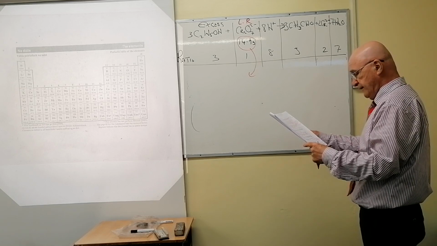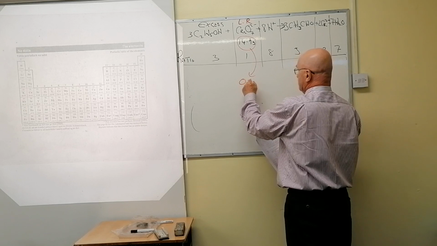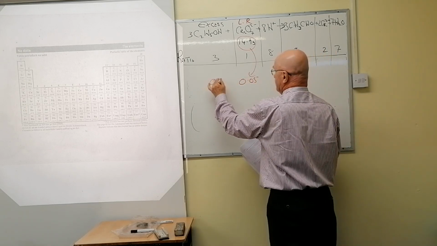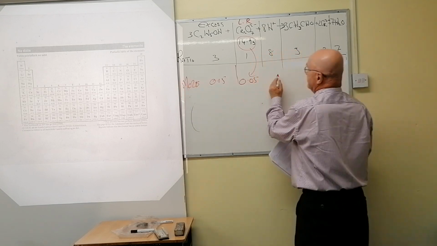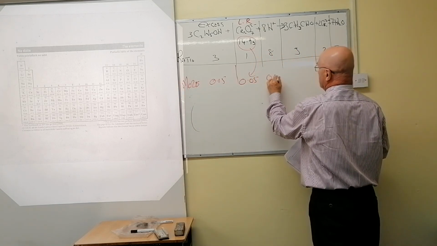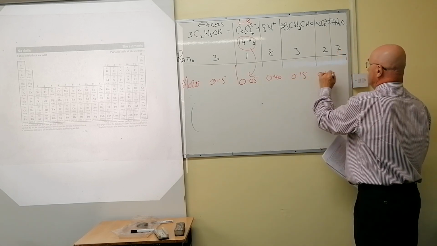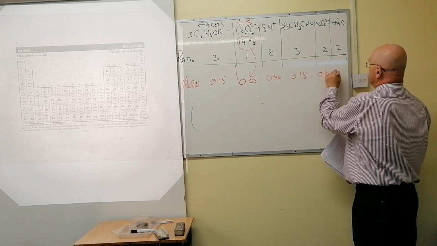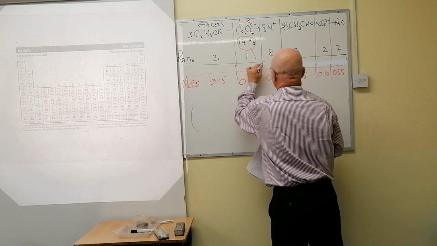That you had it there already, and effectively 0.05 here, 0.05. So that'd be 0.15 for the moles. And this will be multiplied by 8: 0.40, 0.15, 0.10, and 0.35. Okay, and you could answer anything then based on that, if you know what I mean.